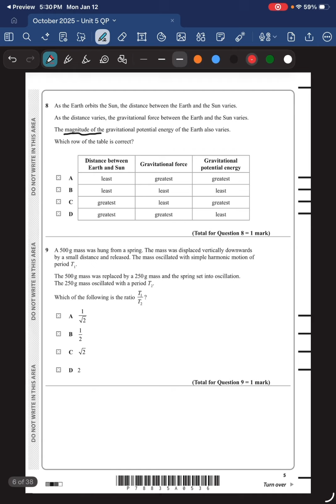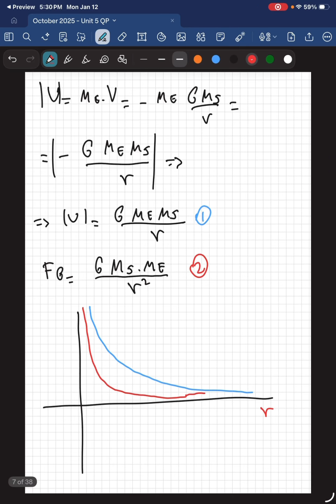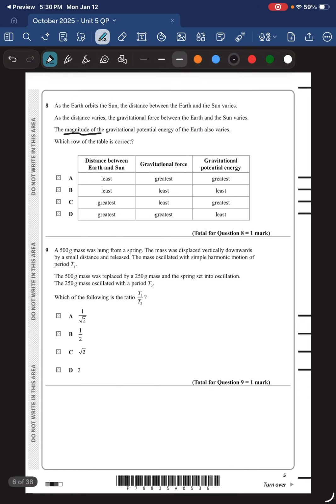Okay, let's read off the table. So distance between Earth and the Sun. When the distance is least, the gravitational force is the greatest, and the gravitational potential energy is the greatest. Is that correct? Yes, actually, that's the right answer. So this is the region we are interested in. If the distance between them is the least, then we're gonna have the maximum gravitational potential energy and gravitational force, right? So A is the correct answer actually.